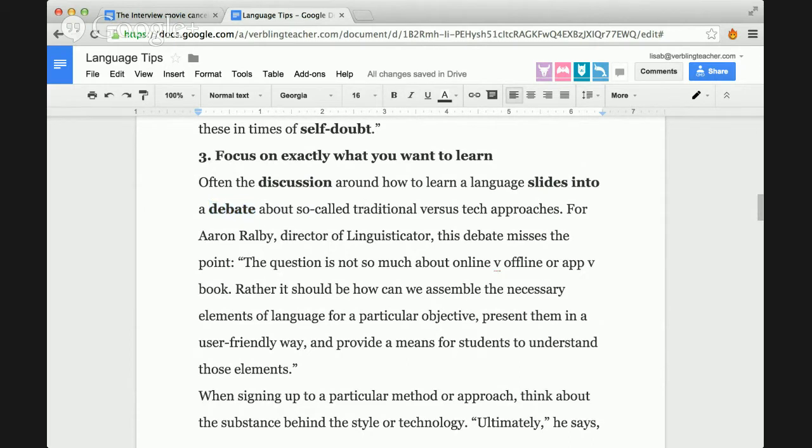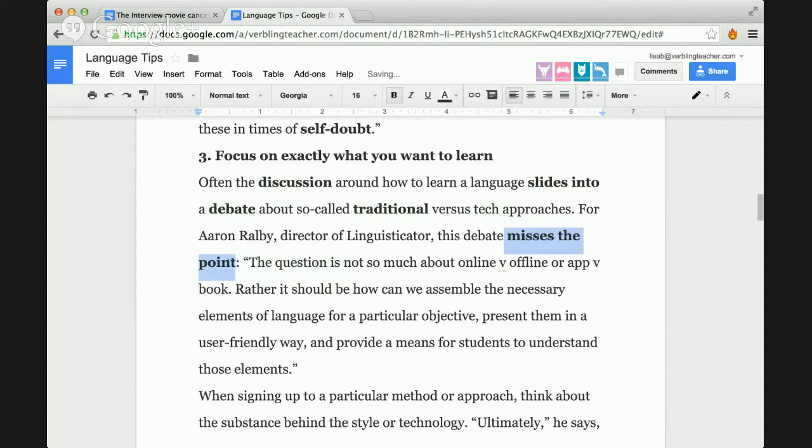So it becomes this traditional versus tech debate. Traditional would be like a classroom situation with a textbook and grammar, that type of thing, versus an approach to learning which involves technology. So he's saying that this debate misses the point. The point is the most important aspect of a discussion or a topic. If you miss the point, you're not really even talking about what is important.